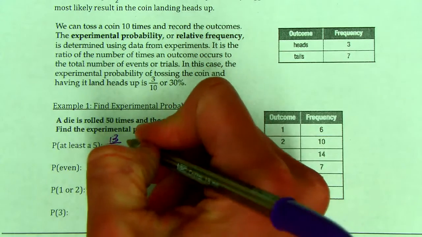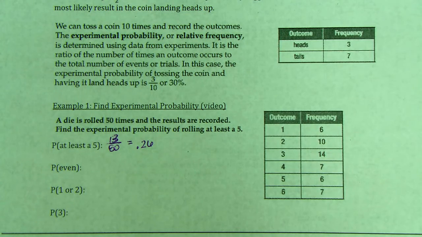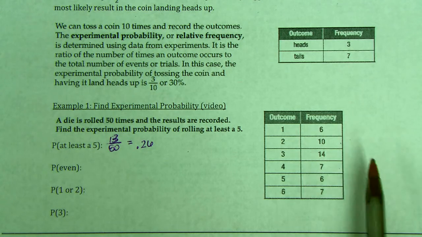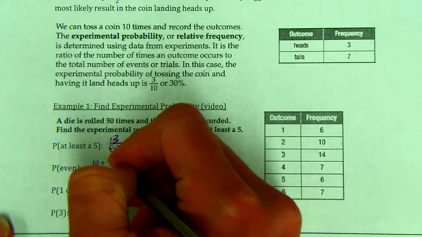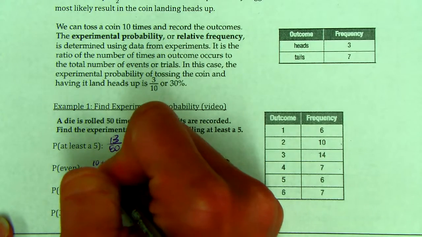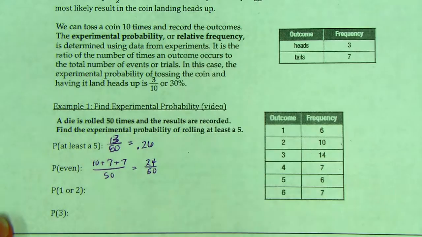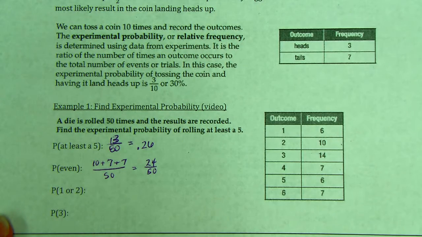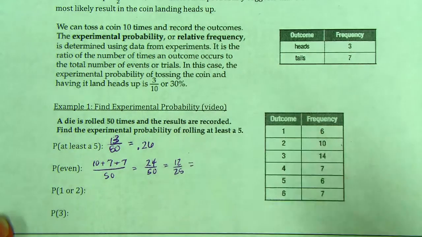Okay? Then, what is the probability that it's even? Well, that would be a 2, a 4, or a 6. So we add those up. 10 plus how many 4s? 7 plus how many 6s? 7 over a total of 50 outcomes. So it's 24 over 50, which I can reduce by 4. No, excuse me. I can't reduce by 4. I can reduce by 2, so it would be 12 over 25, or 48%, or 0.48. So I'm going to give both of those answers.